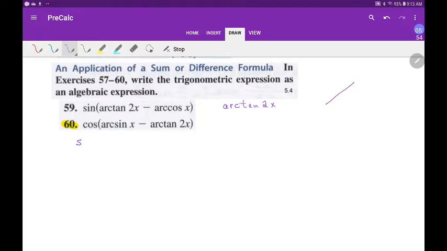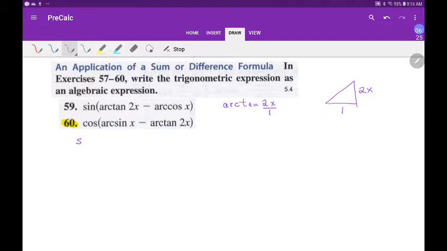There's some triangle where the opposite side is 2x, right? And the adjacent must be 1. Okay? So I know it doesn't look like it says 2x over 1, but it is. It's always over 1. So then I think, well, Pythagoras tells me how to find the hypotenuse.